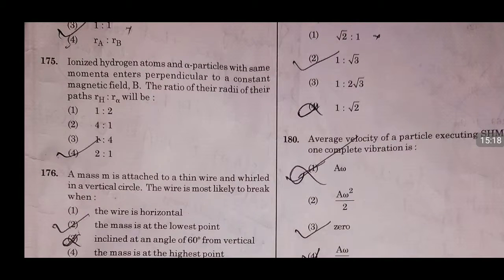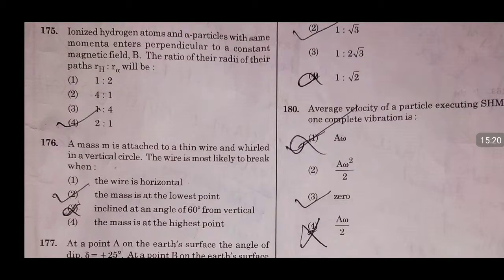Question number 118: The average velocity of a particle executing SHM over one complete vibration is... Then the right option is 0. Option number 3 will be 0.